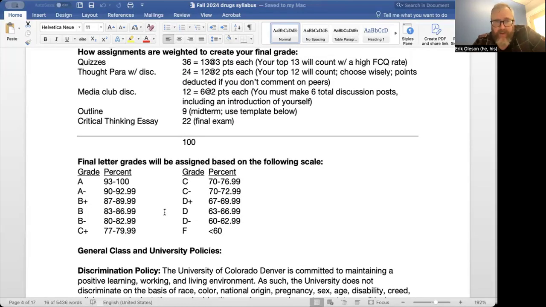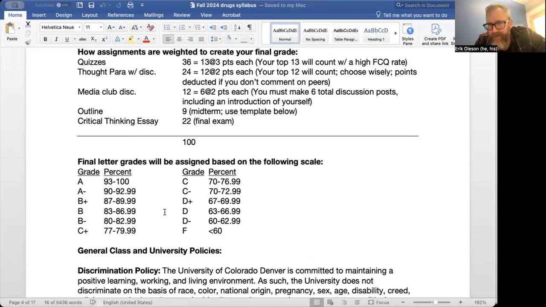So how are assignments weighted in this class? Quizzes are a little over 1/3 of your grade. This is, again, the content part. It is important. You do need to know the content, but content isn't all this class is about. I'm going more for deep thinking and critical thinking.